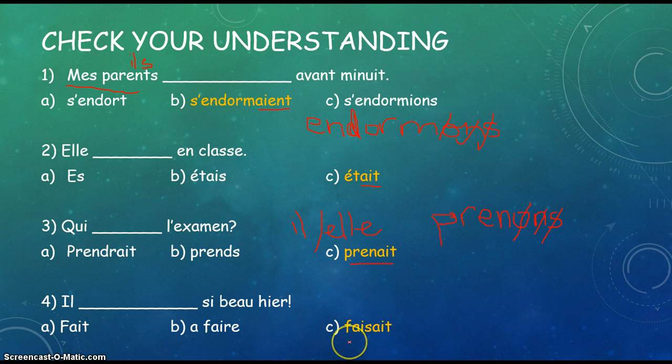And number 4, you're talking about weather. So we take nous of faire in the present tense. It's faisons. And then we add our imperfect ending. Il faisait si beau hier. It was so nice yesterday.